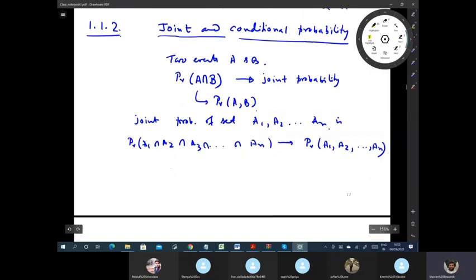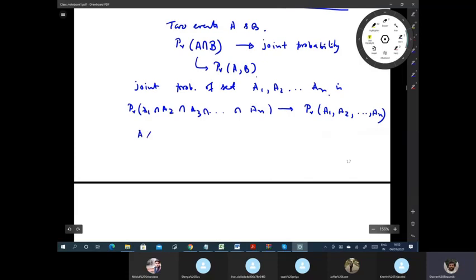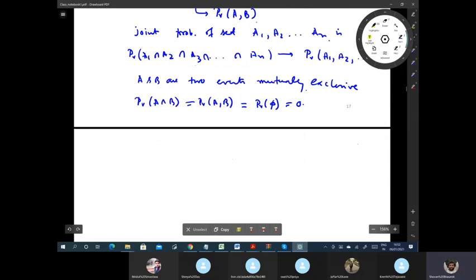Okay, so now suppose A and B are two events which are mutually exclusive. Then what will be the probability of A intersection B, or the probability of A comma B? Tell me what it will be. It will be 0. The probability of phi, the null set, will be equal to 0. So this is the very simple concept of joint probability. Now the conditional probability.